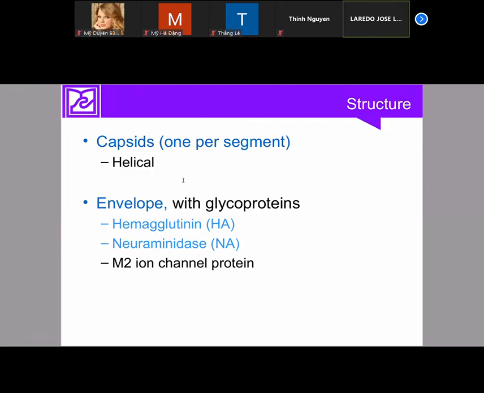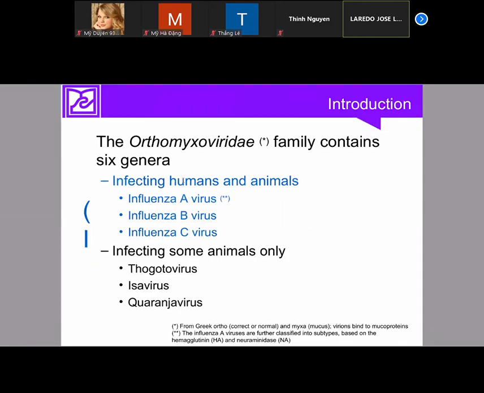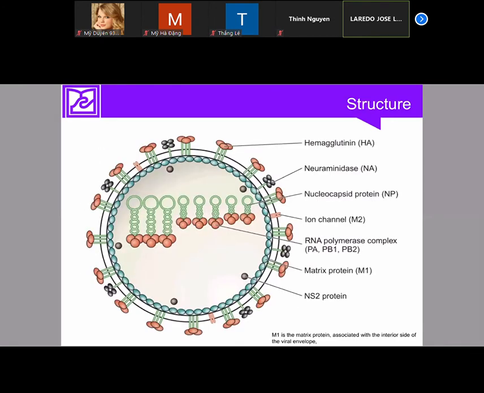And they have envelope. And the envelope contains glycoproteins. The most important of these glycoproteins are 2, hemagglutinin and neuraminidase. Hemagglutinin is the glycoprotein that the virus uses for binding host cell receptors, and the neuraminidase is a glycoprotein very important in the release of the virus, so in the last step.